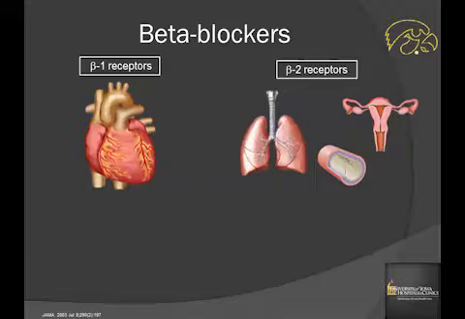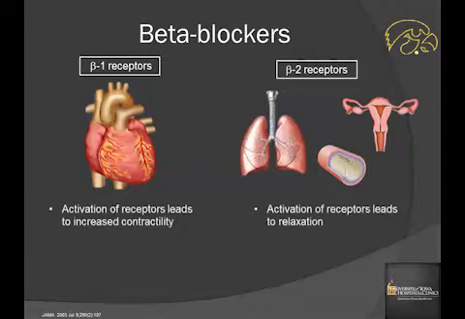Now, this slide is just really a quick review, so we're all on the same page in terms of talking about beta blockers. So if we remember, there are both beta 1 and beta 2 receptors. The beta 1 receptors are isolated to the cardiac muscles, where the beta 2 receptors are located all throughout the body, including the lungs, the vascular, and the uterine muscles as well. And how these receptors react to activation is very different.